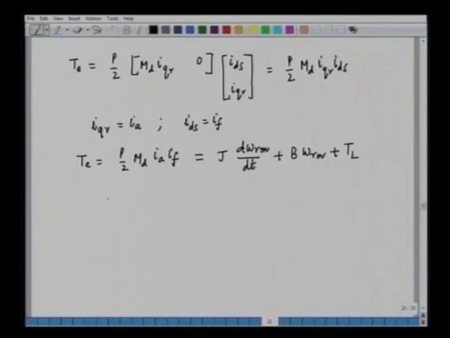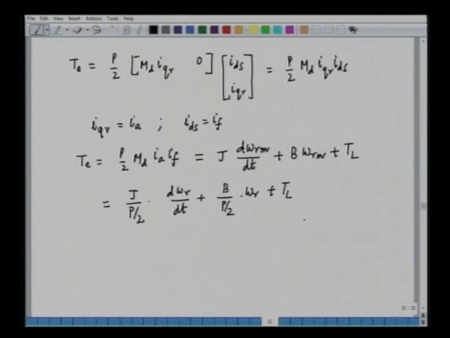Now we can also simplify that. If you express this omega r m in terms of omega r, we can divide by p by 2. So J by p by 2 into d omega r by dt plus b by p by 2 into omega r plus T L. P by 2 is the pole pair. P is the number of poles of the machine and p by 2 is the pole pair. Now this is a first order differential equation we can solve for omega r.